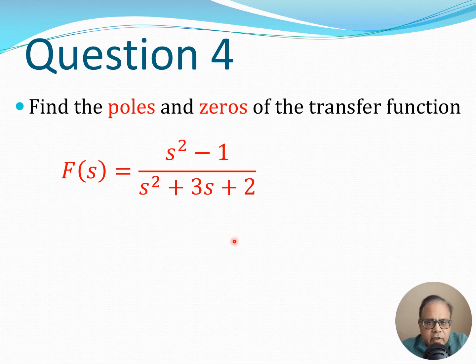Now let's look at the next question, which is how to find the poles and zeros of a transfer function. Now in control theory, many a time the Laplace transforms which come out are referred to as transfer functions, but in mathematics you can just think of them as the Laplace transforms here in the s variable. So this particular equation is given here: F(s) is (s² − 1) / (s² + 3s + 2).